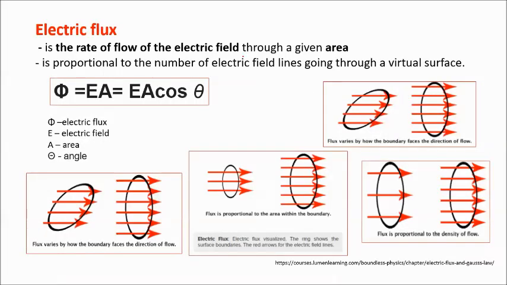Formula ng electric flux. This is the rate of flow of electric field, no? Electric field times area is electric flux. Okay, so that's all for today.